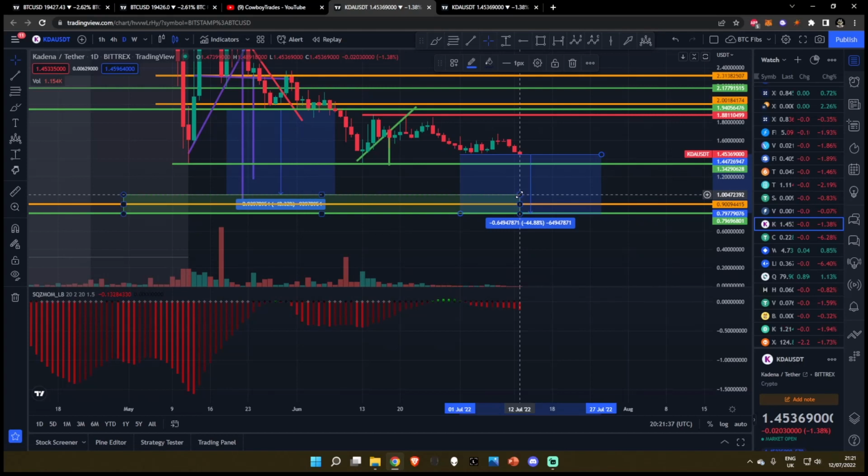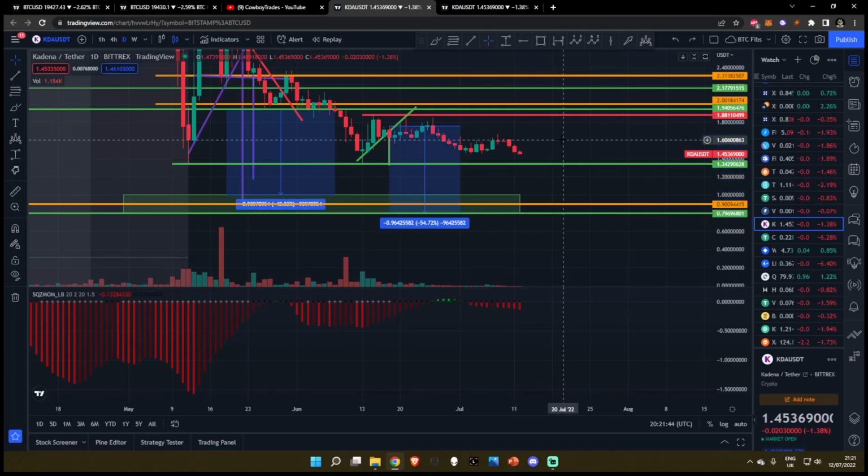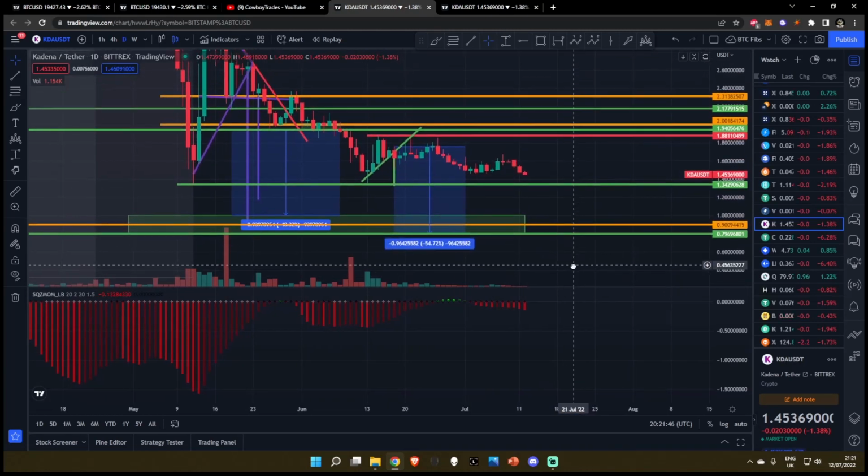I do not think $1 is the bottom. I actually think we're going to come down to 80 cents, and once again, this is going to be about a 45% drop to the downside from where we are at this moment in time.